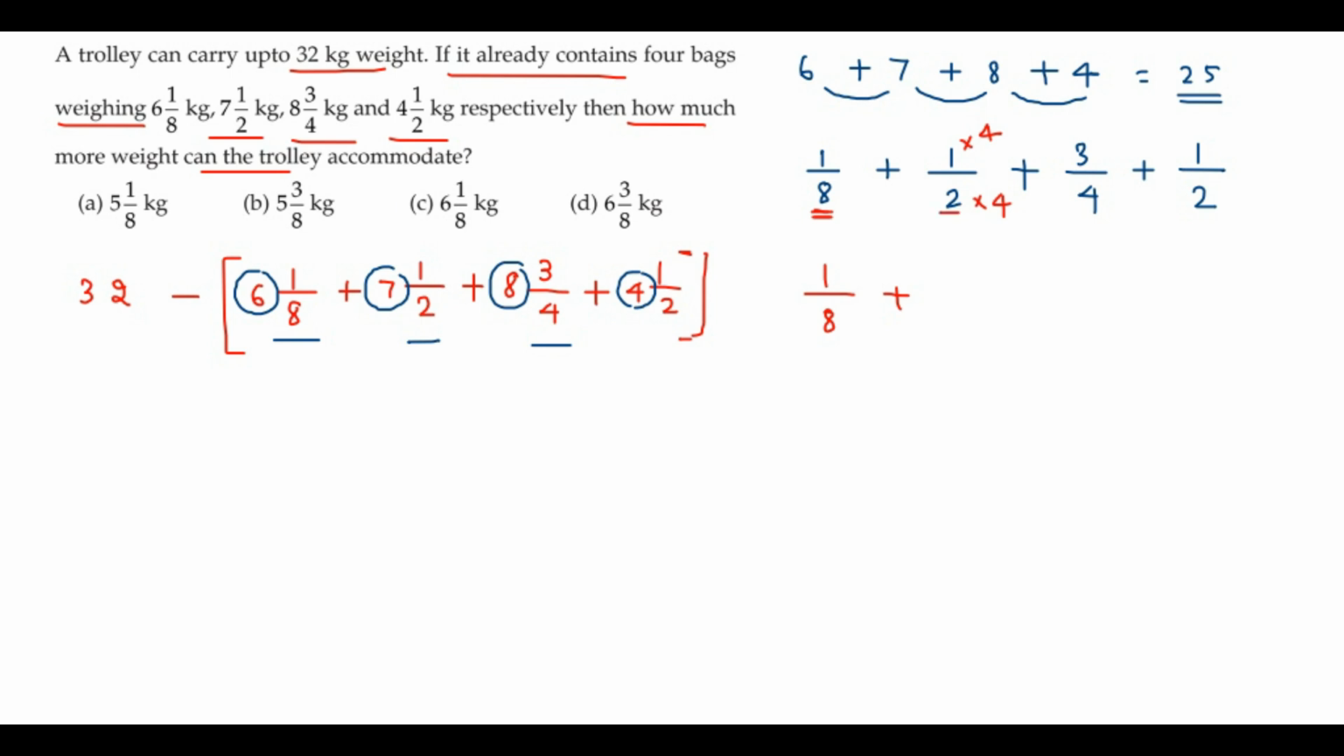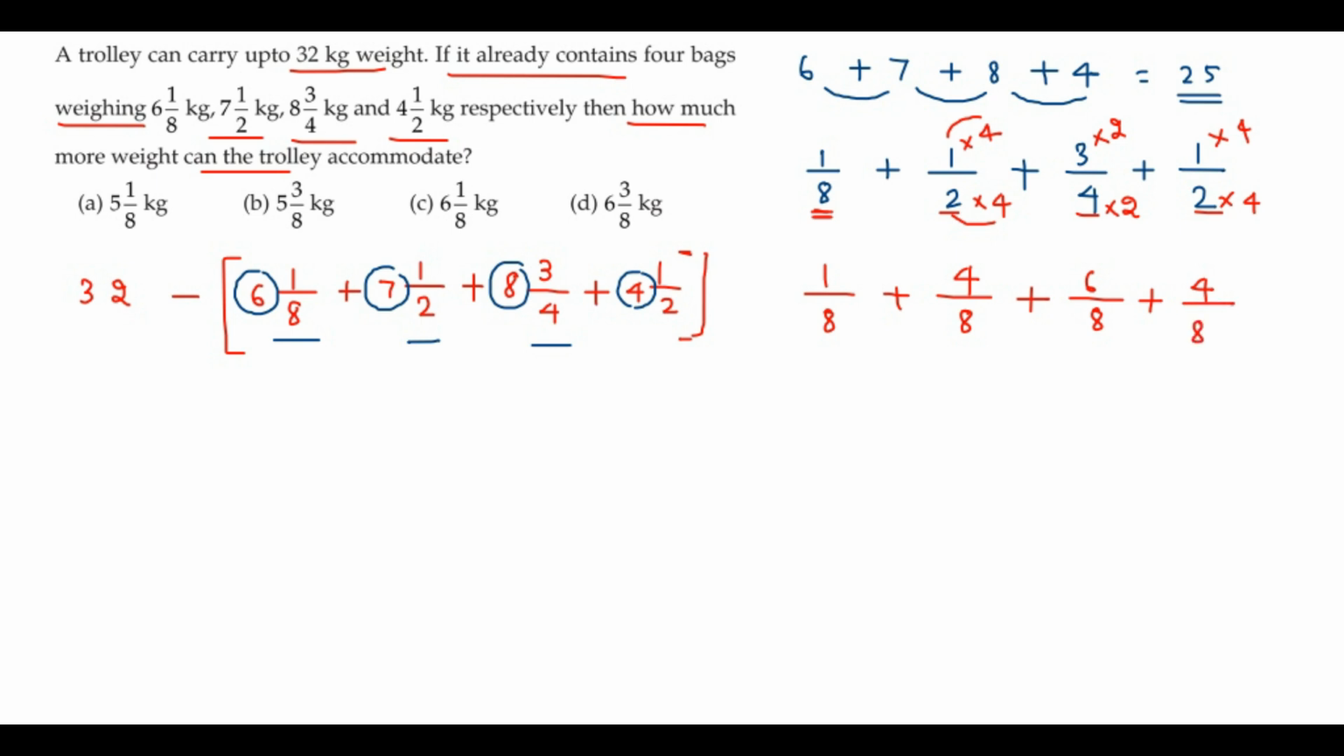We can convert 2 to 8, we can convert 4 to 8 and 2 to 8. For converting 2 to 8, multiply 2 by 4 and multiply the numerator by 4. This will become 4 upon 8 plus 3 by 4, convert denominator 4 to 8 by multiplying it by 2 and multiply the numerator also by 2. 3 into 2, this will be 6 upon 8 plus 1 upon 2, convert 2 to 8, multiply it by 4 and multiply the numerator by 4. This will be 4 upon 8.